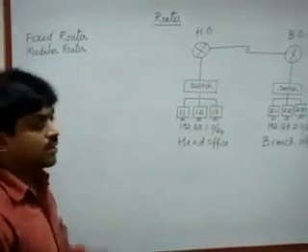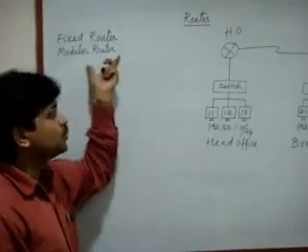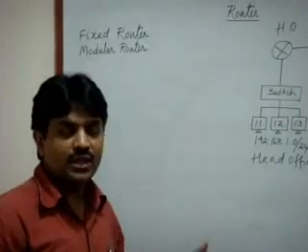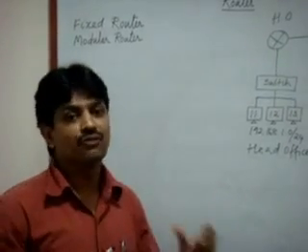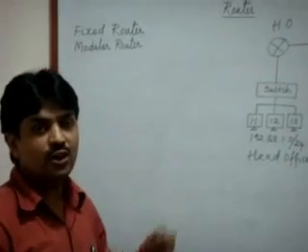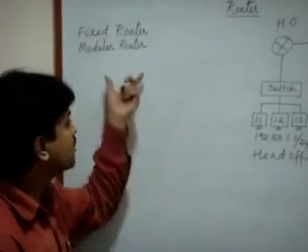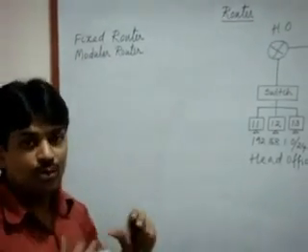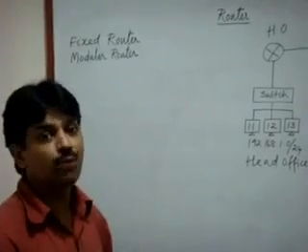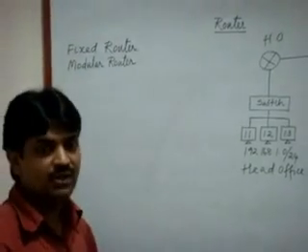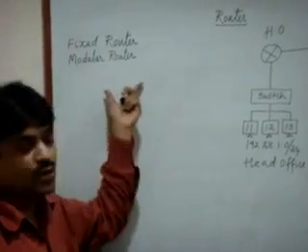Routers are classified into two: fixed router and modular router. What is a fixed router? In a fixed router, all the components are fixed. We cannot replace the components, and we cannot add extra interfaces. Whereas in a modular router, the components, the small interfaces, come in modules. That's why it's called a modular router. We can replace the interfaces and add extra interfaces according to requirement.